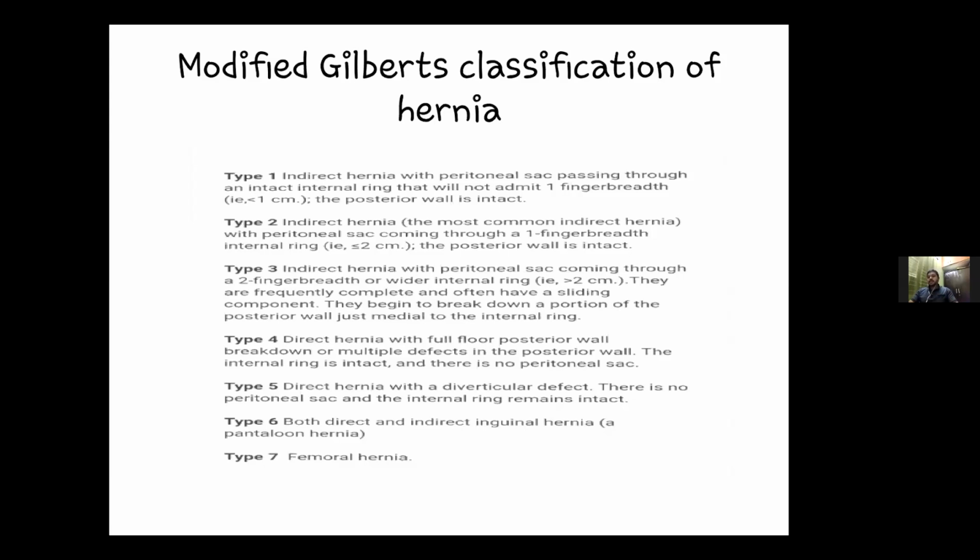There are 7 types in Gilbert's classification. Type 1, type 2, and type 3 are for indirect hernia. Type 4 and type 5 are for direct. Type 6 is for both direct and indirect, and type 7 is for femoral hernia. A surgeon can make this classification only after clinical examination, followed by ultrasound, and then diagnostic laparoscopy. All these 3 must be done in order to make the classification, sir.